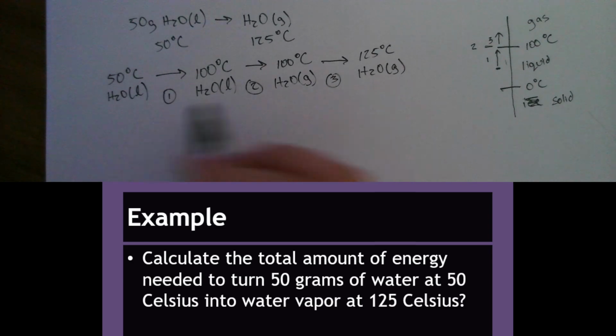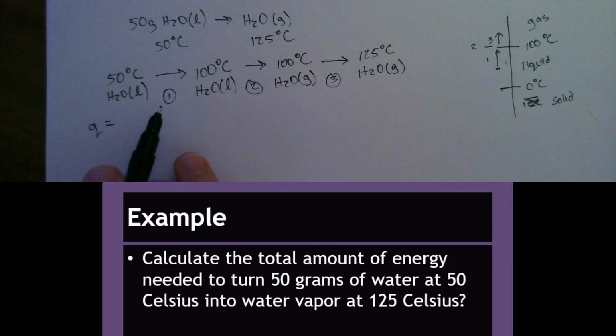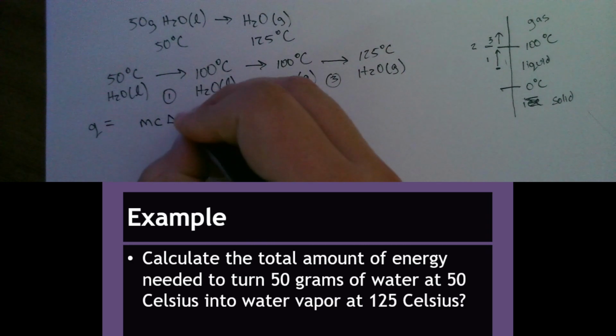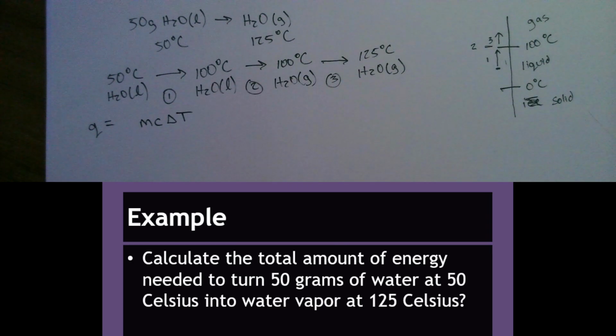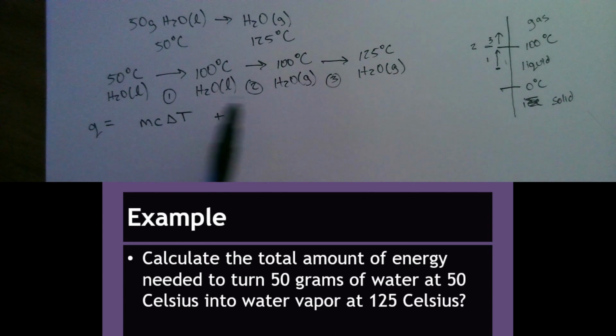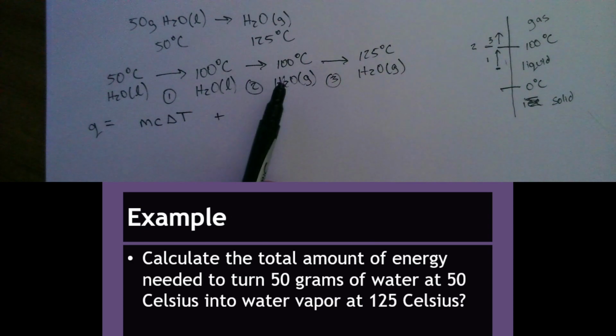So let's think how these 3 steps are to be calculated. For this first step, I have Q. My temperature is changing. So my formula here is MC delta T. I'm going to throw in the mass of the water, 50 grams, the specific heat of water, and then the change in temperature of water. That's step 1. Plus, I also need some heat for step 2. I'm going from liquid water at 100 degrees to gas at 100 degrees. So this is just boiling.